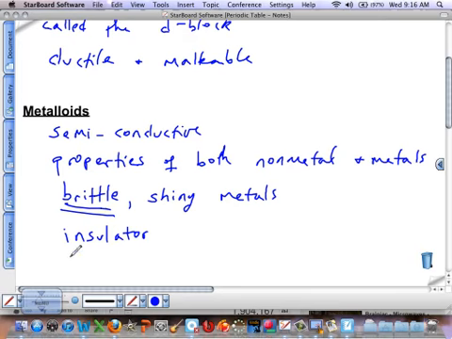So those are some very important things there. Again, you have brittle and insulators. Again, that's going to be used in ceramics.